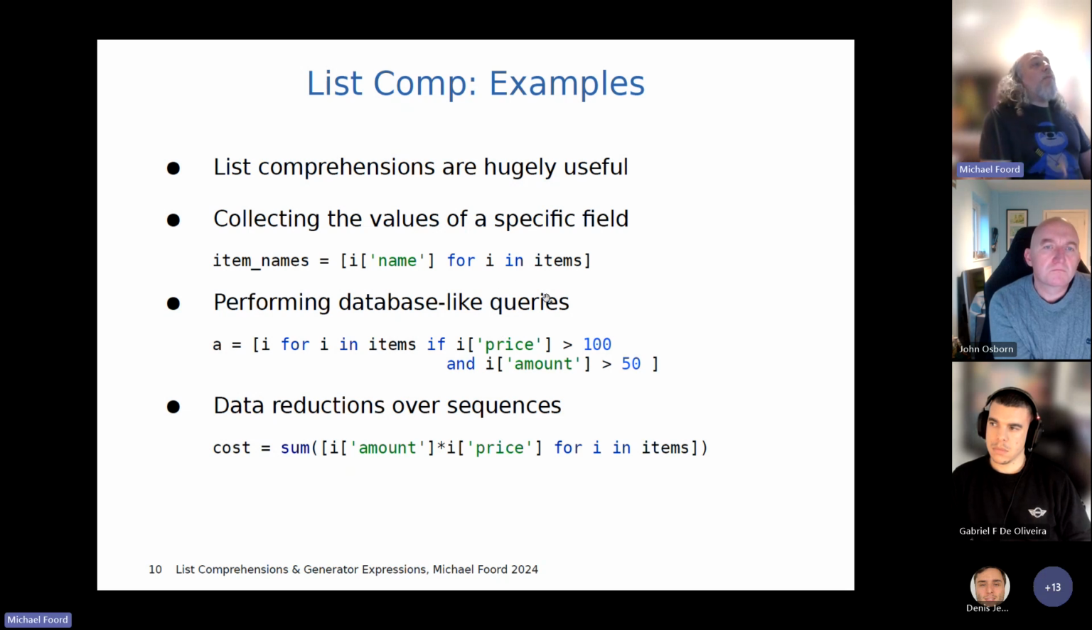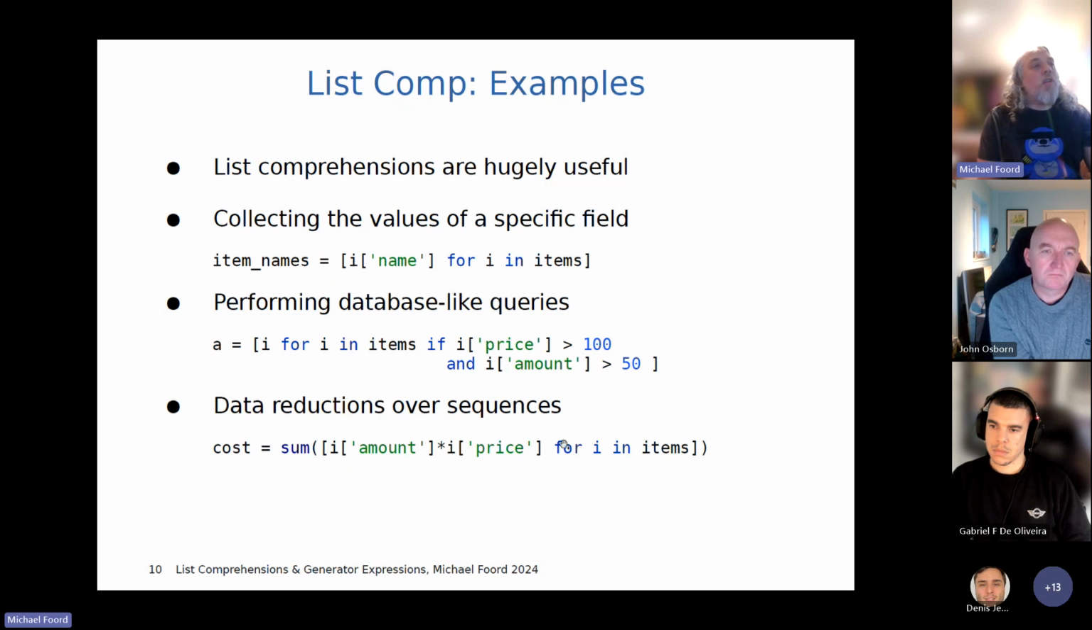We can do a bunch of stuff with them. Here we've got a list of dictionaries. We can just pull the names out of them. Did I? Yeah, I didn't skip a slide. Good. So we can pull out every item, for i in items, where the price is greater than 100 and the amount is greater than 50. So taking some data structure as input, running a list comprehension over it, and producing a new data structure as a result. So query-like iterations.